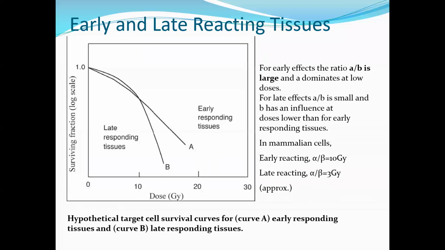Early and late, this we already saw yesterday. In late, what happens? There is a repair. So that's why earlier it is to the right. But as the dose increases, it becomes straight and shifts towards the left. And in early, there is greater turnover. So it is continuously like this, straight, more or less.